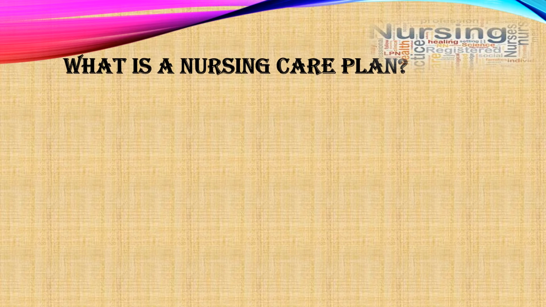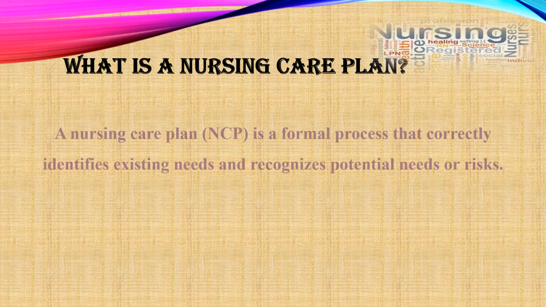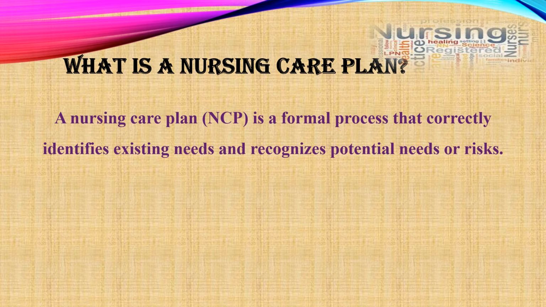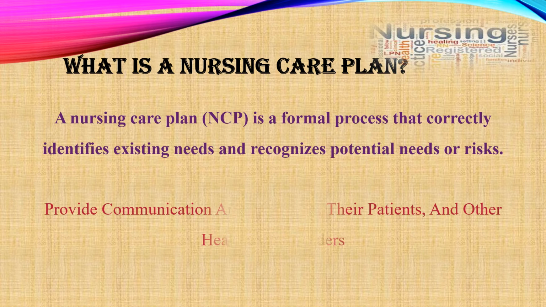What is a nursing care plan? A nursing care plan is a formal process that correctly identifies existing needs and recognizes potential needs or the risks. Care plan provides communication among nurses, their patients, and other healthcare providers to achieve healthcare outcomes. Without the nursing care planning process, the quality and consistency of patient care would definitely be lost.